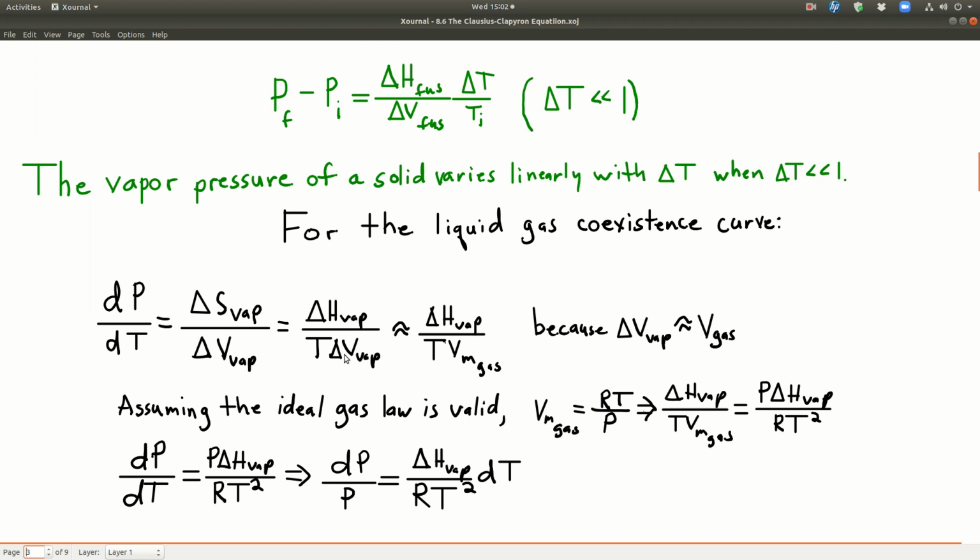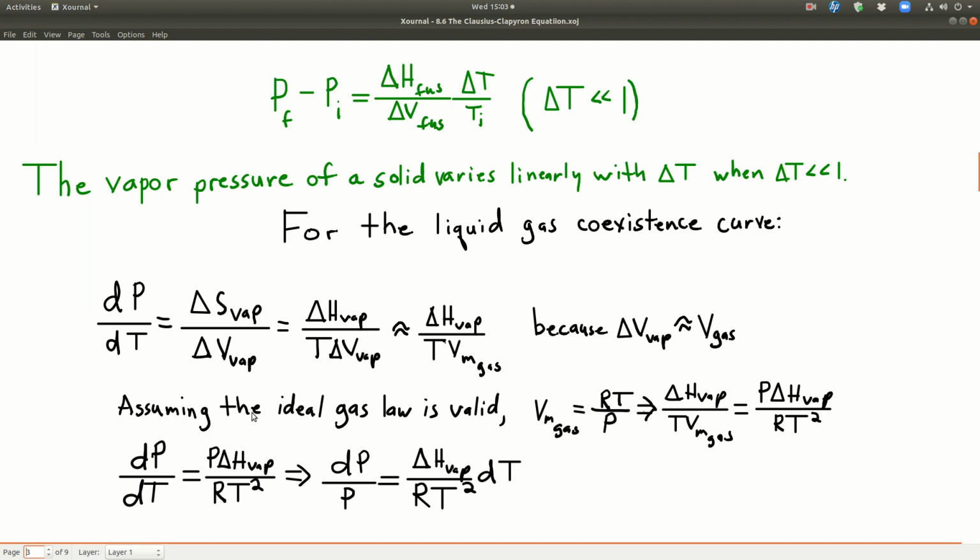Now what we can do here, because remember we're going along this coexistence curve from a liquid to a gas, is note that delta V is the volume of the gas minus the volume of the liquid. But the volume of the liquid is negligible compared to the volume of the gas, because the gas occupies so much more volume than the liquid does. So we can just replace delta V of vaporization with the molar volume of the gas right down here.